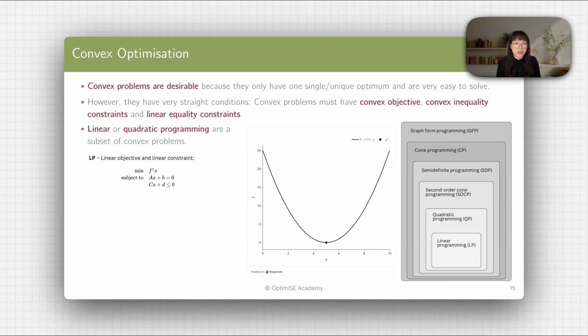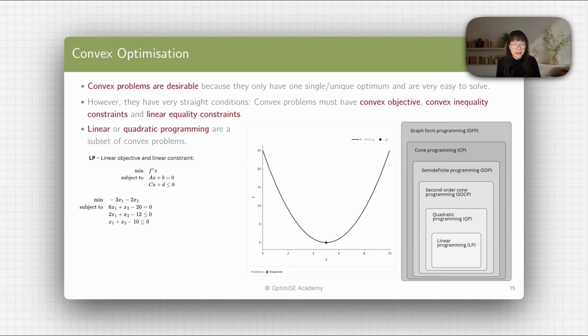So it takes such a mathematical form. We first say that we want to minimize f transpose x, subject to inequality constraints and equality constraints in this format: Ax plus b equals 0, Cx plus d less than or equal to 0. So you might wonder, what is this T symbol over there? It is actually a very mathematical way to express, in the most generic form, what a linear problem represents.